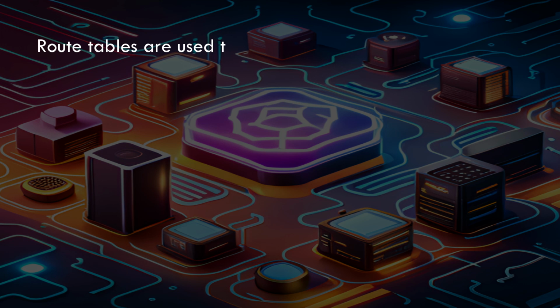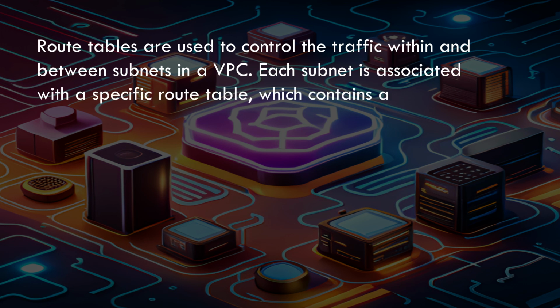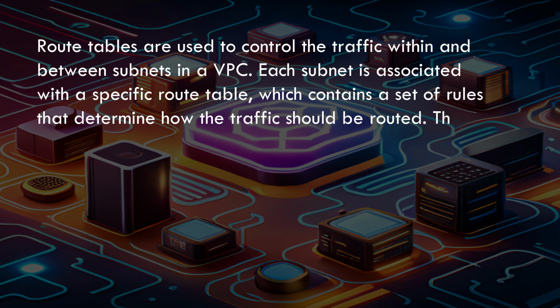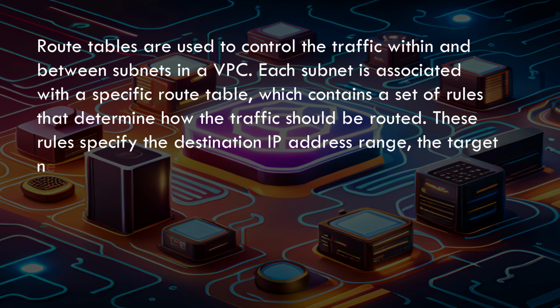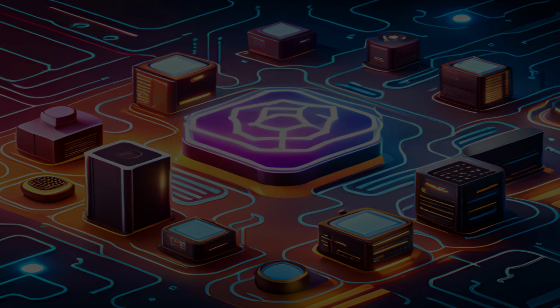Route tables are used to control the traffic within and between subnets in a VPC. Each subnet is associated with a specific route table, which contains a set of rules that determine how the traffic should be routed. These rules specify the destination IP address range, the target network gateway, and any optional parameters such as the source IP address range or protocol.